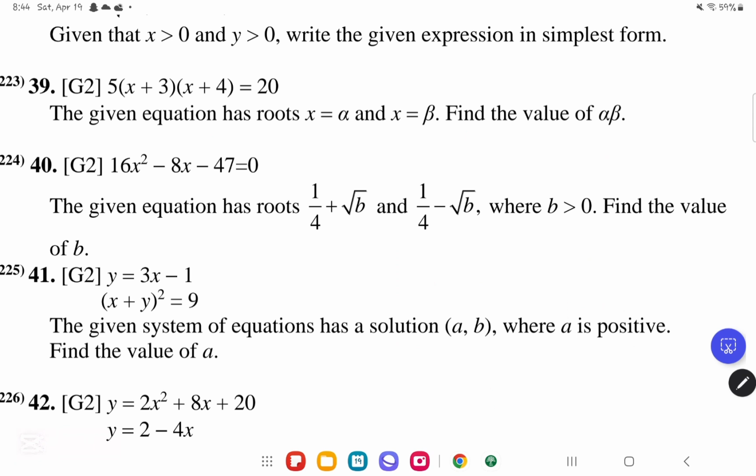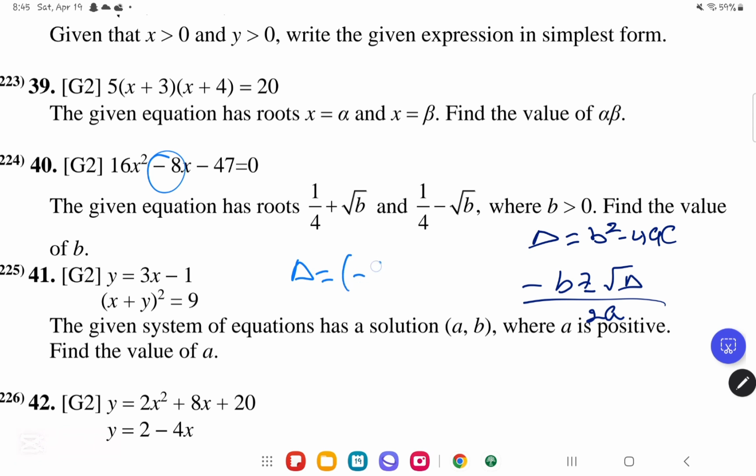We move on to question number 40. They said, find the value of b. Basically, we need to complete the roots. To be able to do that, you just need to do the discriminant rule. So discriminant is equal to b squared minus 4ac. Okay, and then you will do it as minus b plus or minus radical discriminant over 2a. So over here, the discriminant is going to be what? Discriminant is going to be b, which is minus 8. So minus 8 squared minus 4 times 16 times minus 47. Put it on your calculator.